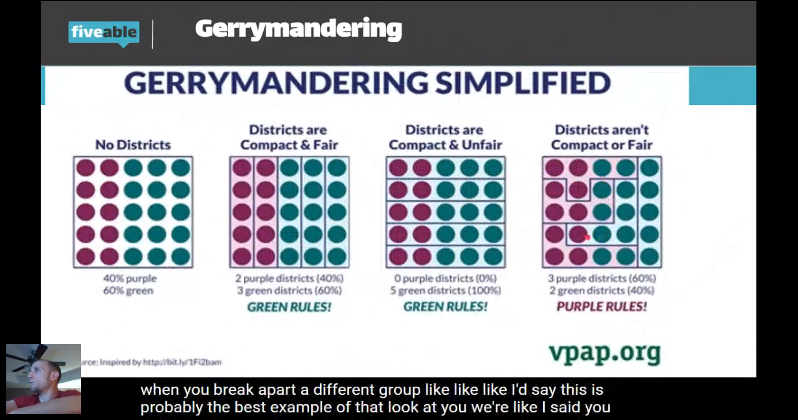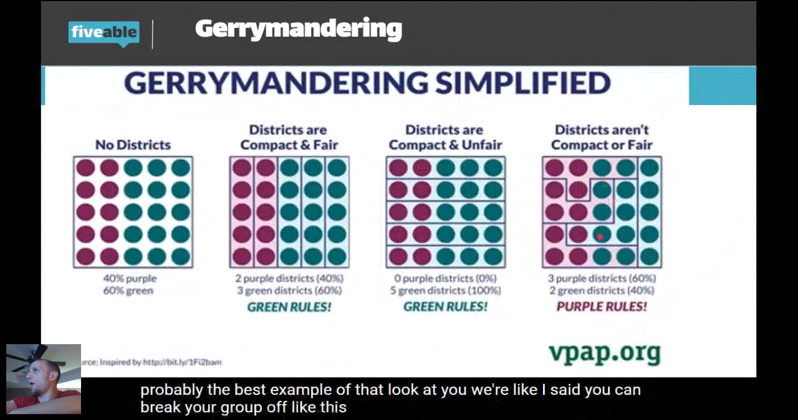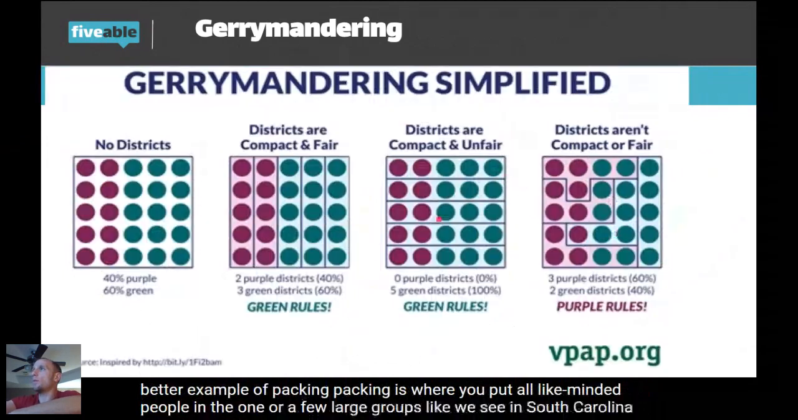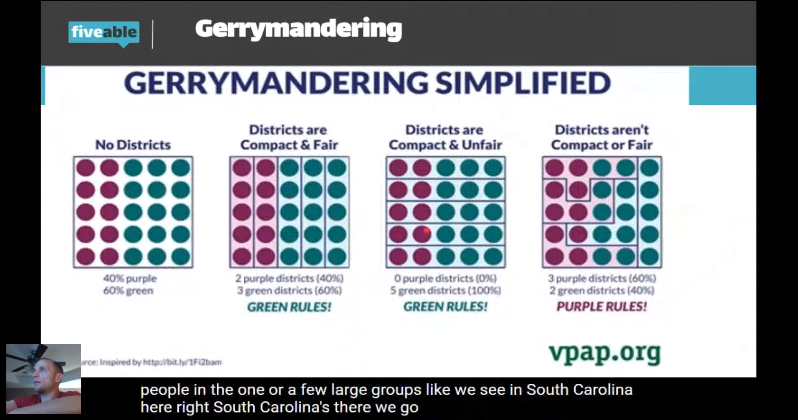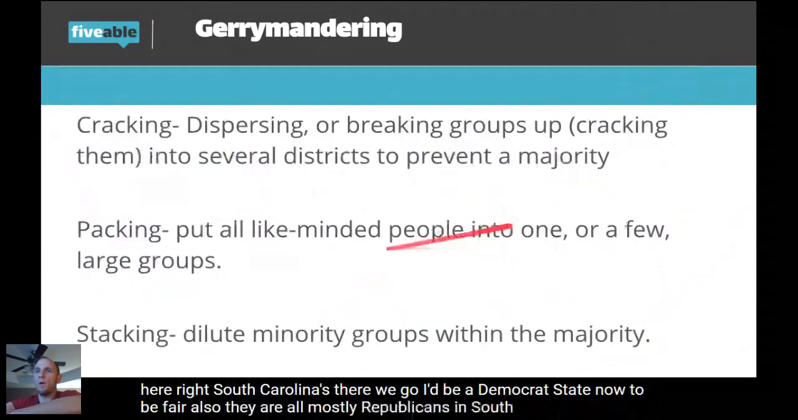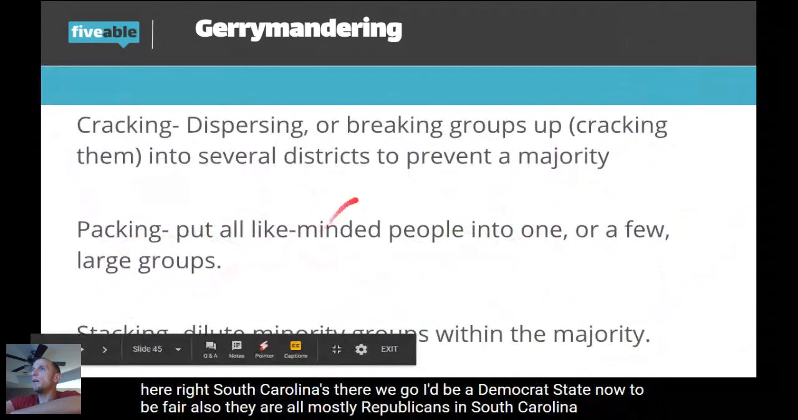Look at where, like I said, you kind of break a group off like this. Stacking or packing, maybe that's a better example of packing. Packing is where you put all like-minded people into one or a few large groups, like we see in South Carolina here. South Carolina is never going to be a Democrat state. Now, to be fair, they are mostly Republicans in South Carolina.